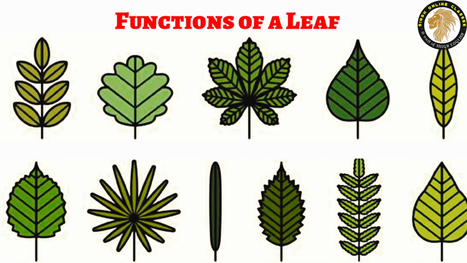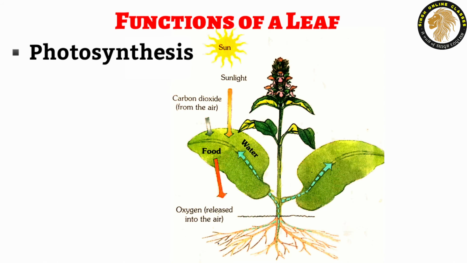Now, move on to the functions of a leaf. The various functions of a leaf. First, photosynthesis. The major function of a leaf is to make food from carbon dioxide and water in the presence of sunlight and chlorophyll. Thus, leaves are the kitchen of the plants. Why do we say leaves are the kitchen of the plant? Because the leaf is the one preparing food for plants, by the process of photosynthesis.